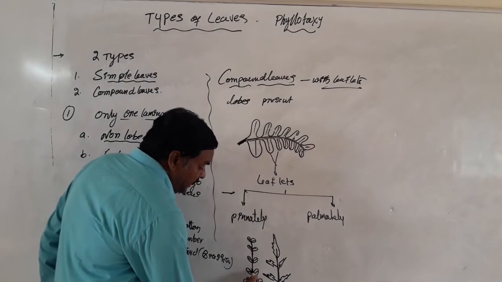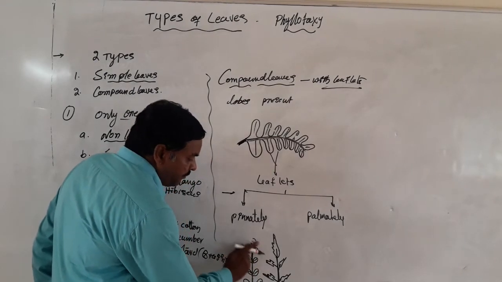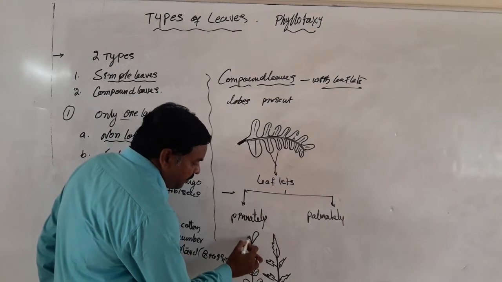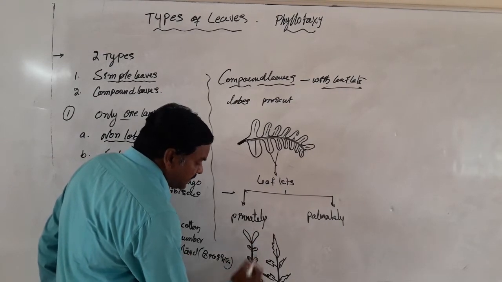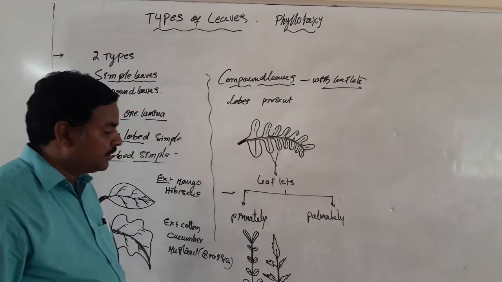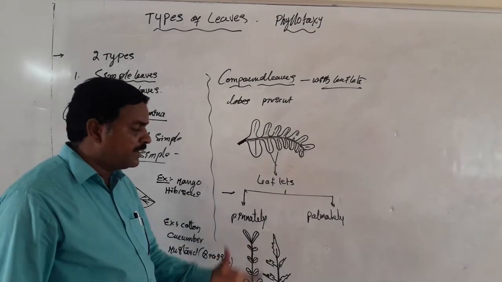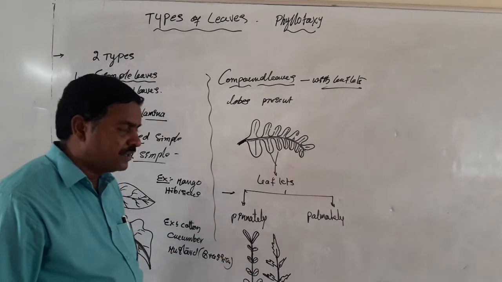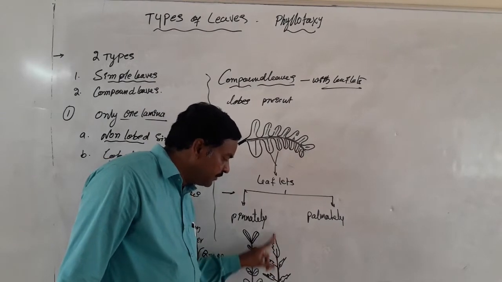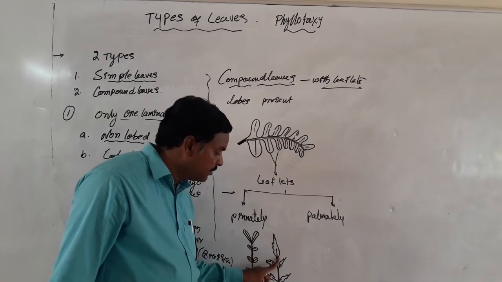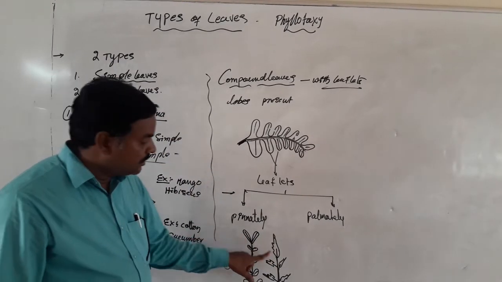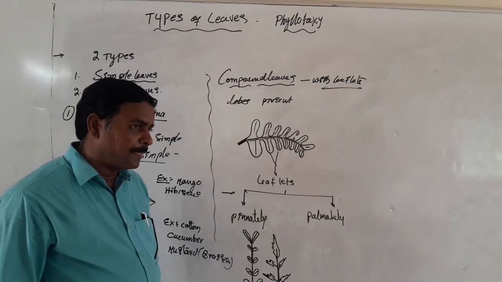In this type of pinnately compound leaf, the rachis terminates into a pair of leaflets. But in this pinnately compound leaf, the rachis terminates into a single leaflet. Single leaflet. It terminates into a pair of leaflets here, and it terminates into a single leaflet here.